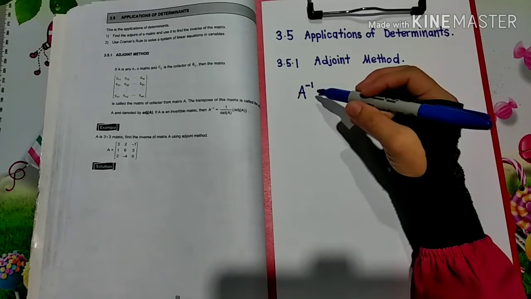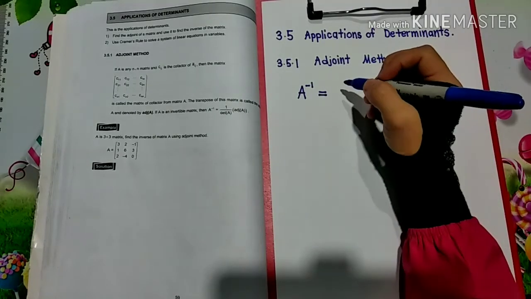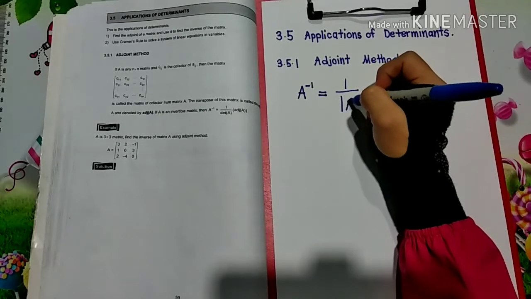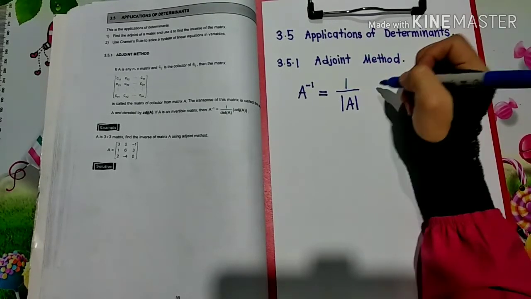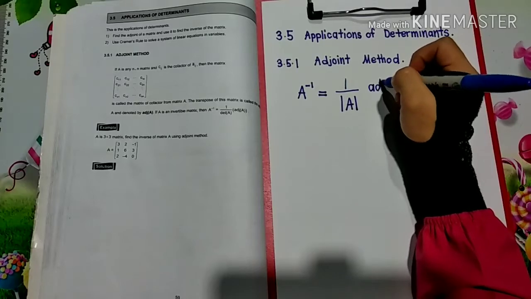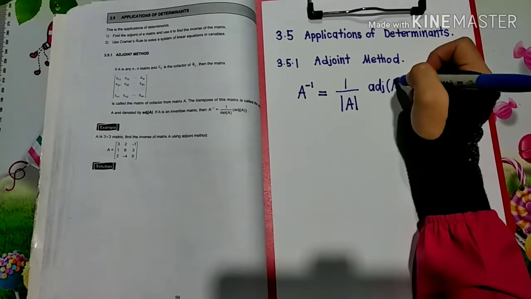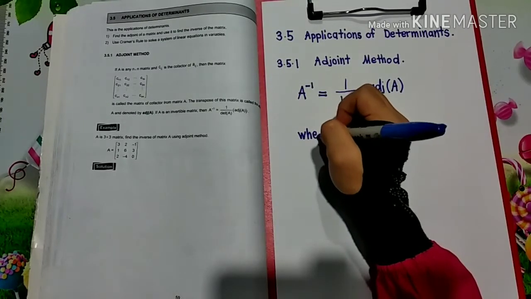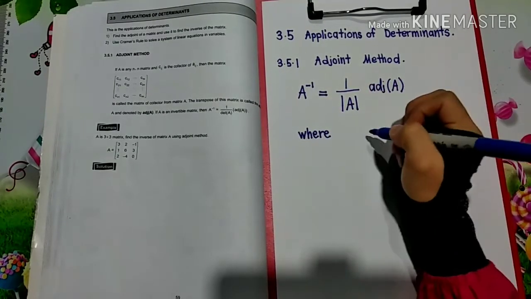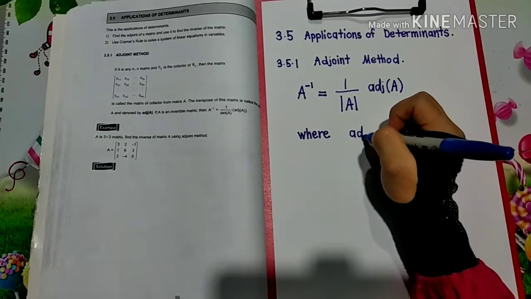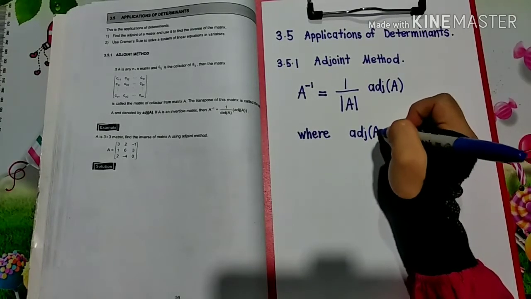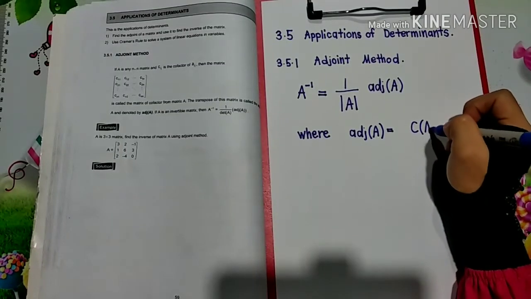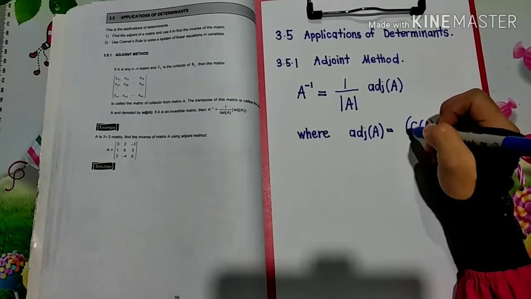Then the formula will be A inverse equal to 1 over determinant of A, and then you multiply with adjoint of A, where adjoint of A here equal to cofactor of A, and then we transpose it.